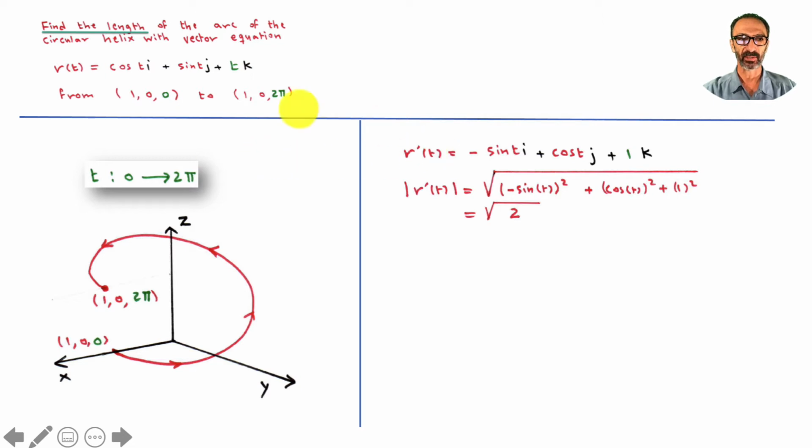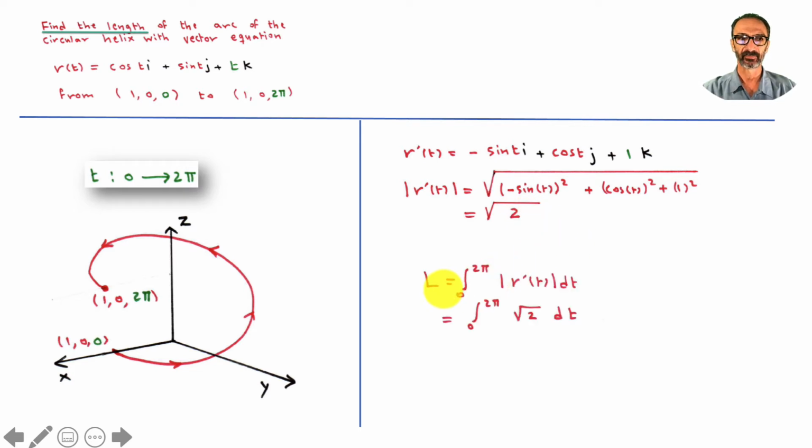We have r prime from r. The derivative of cosine is minus sine, the derivative of sine is cosine, and the derivative of t with respect to t is 1. We know how to find the magnitude. These two simplify to sine squared plus cosine squared, which is 1. And you have another 1 here, so you have the square root of 2.